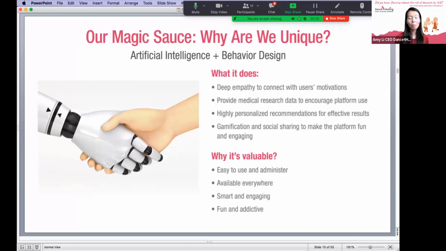As you probably know, many exercise programs, even dance programs, are for fit people. They don't really tailor to individuals' needs. So we want to change that.